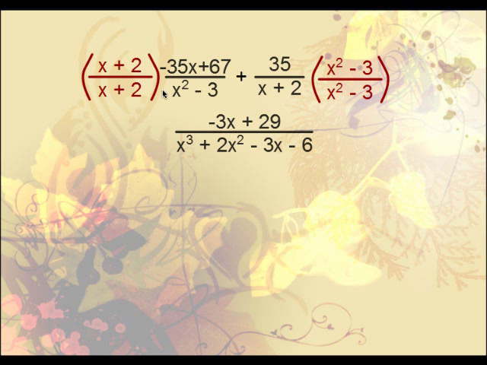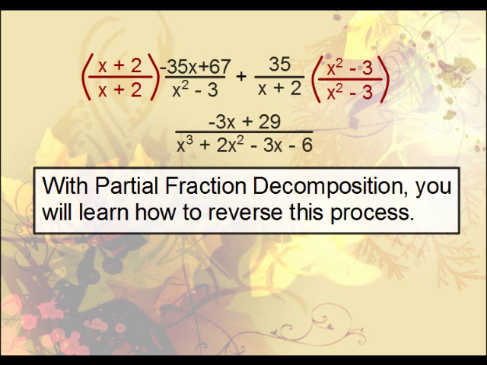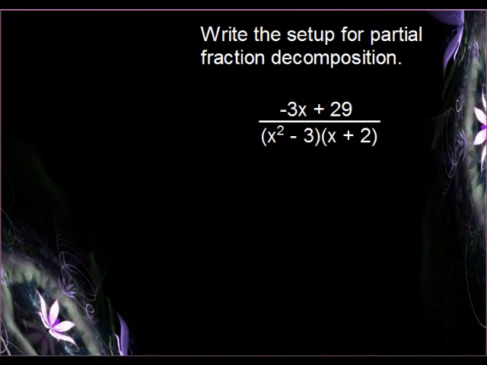That's after you multiply the denominators. That would give you this. And after you FOIL this and distribute this, collect all your like terms, you wind up with negative 3x plus 29. Well, this video essentially is going to reverse this process. With partial fraction decomposition, you take one big fraction like this and try to separate it into smaller fractions. So let's take that same problem and work in reverse.